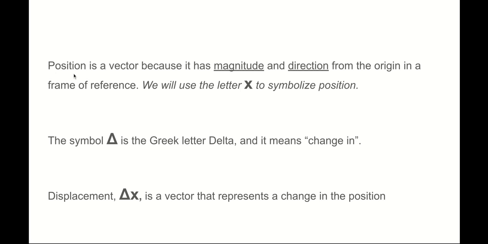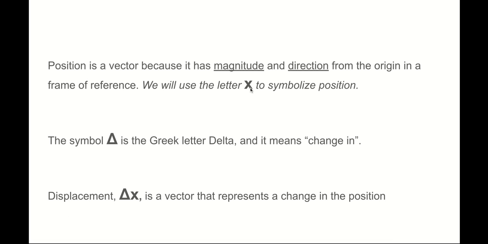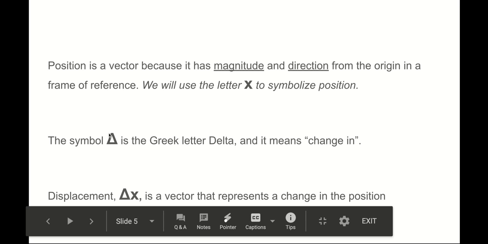Another term that we used in our average velocity lab was position. Again, position is a vector because it has both magnitude and direction. From the origin in a frame of reference, we will use the letter X to symbolize position. We will also use this symbol, which looks like a triangle. This is the Greek letter delta, which means change in.